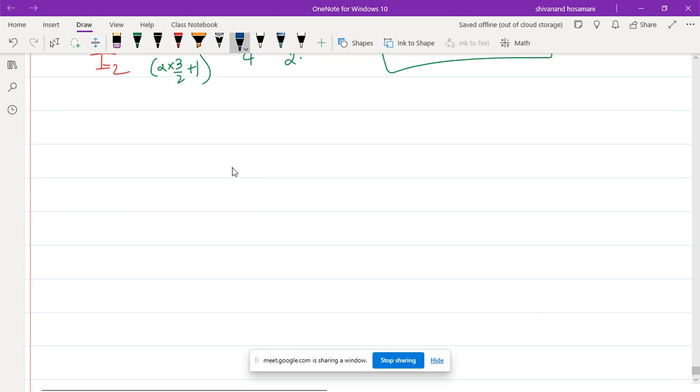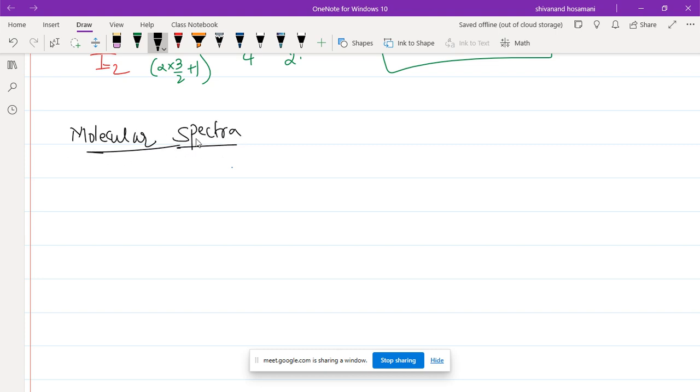So that is the part: the types of molecular spectra. Firstly, we are going to look at molecular spectra. See, in molecular spectra, there are different types of spectra.